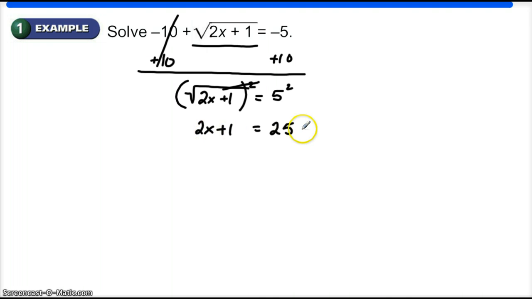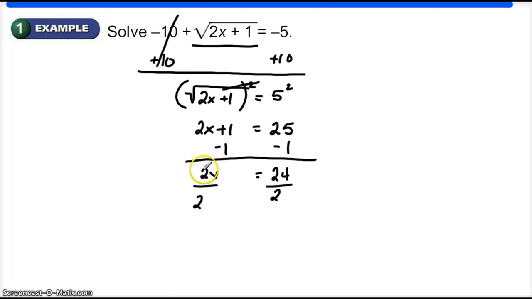Now this is just a simple two-step equation. Don't overcomplicate it. We subtract 1 from both sides. And now we have 2x equals 24. Divide both sides by 2. And we have x is 12.